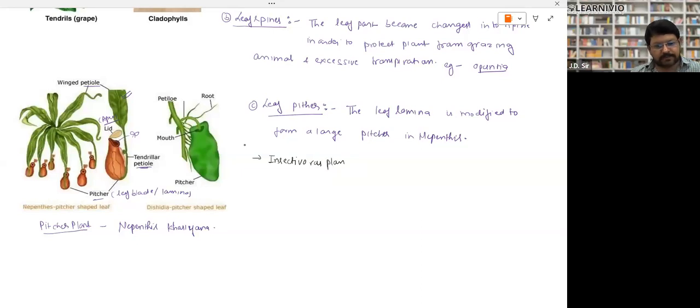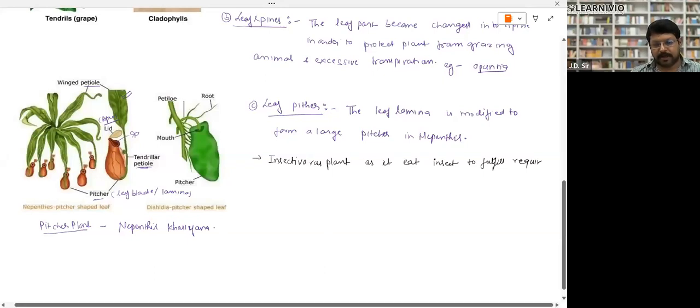Insectivorous plant, as it eats insects. Why does it eat the insect? It is green, it performs photosynthesis, but why does it eat the insect? To fulfill the requirement, because this is also a question. A requirement, to fulfill the requirement of nitrogen.